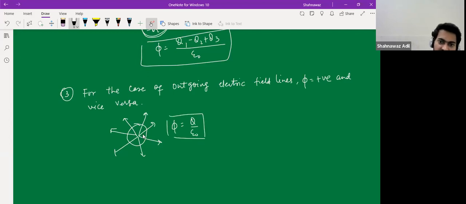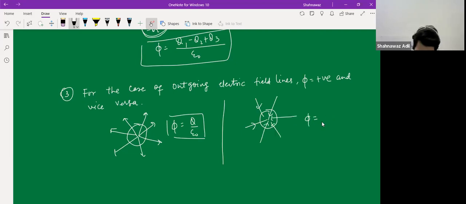Understood? And let's say I have these kind of electric field lines. So my flux would be how much? Yes, minus Q. Minus Q by epsilon naught. So my flux would be negative. Understood, guys?